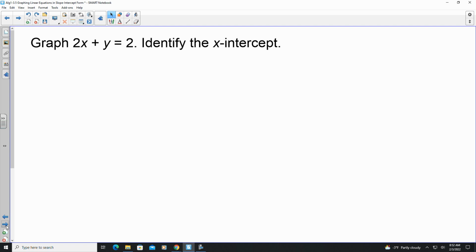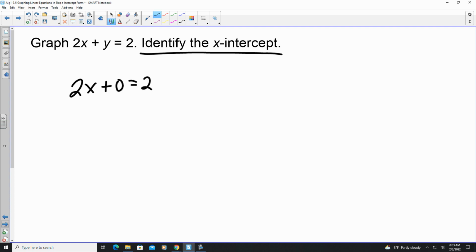In this particular one, it says graph 2x + y = 2, and identify the x-intercept. This is kind of going back to what we looked at in 3.4. If you wanted to find the x-intercept, first let's set y to 0. So 2x + 0 = 2, and then I got 2x = 2. Divide everything by 2. x = 1.